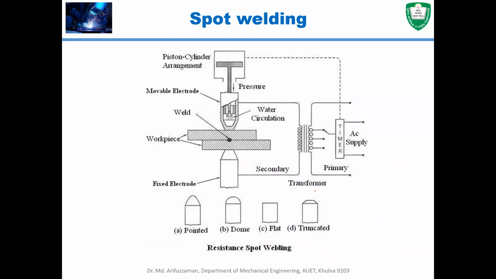Okay. So the first type of resistance welding is spot welding. The purpose of spot welding is basically to join workpieces, long workpieces or sheet metals together.